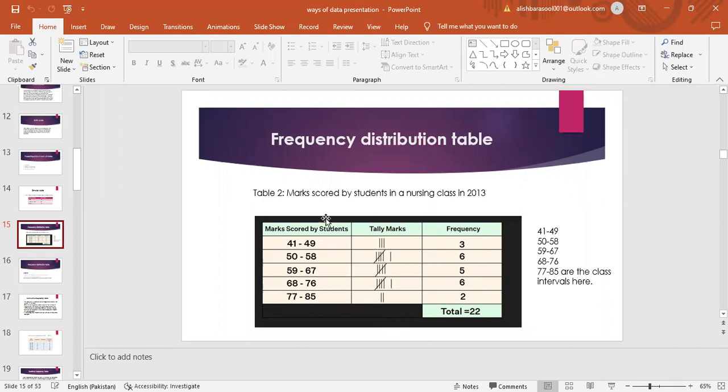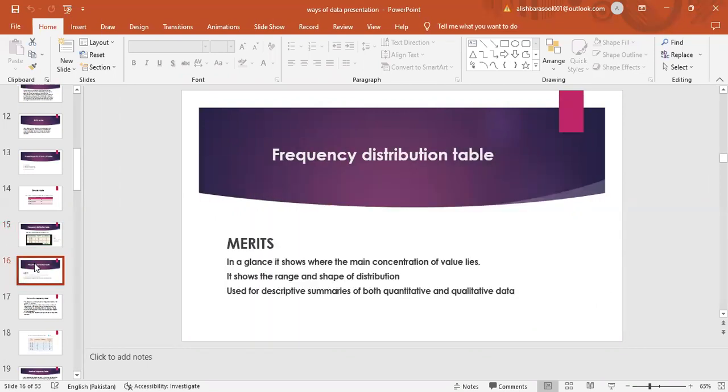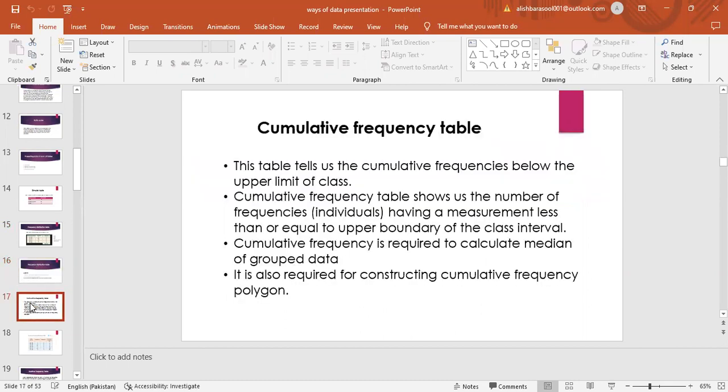The following table shows the marks scored by students. In this column: 41, 49, 50, 58, 59, 67. These are all the class intervals. The following column shows the tally marks, and this column shows the frequency. Frequency distribution table: at a glance, it shows where the main concentration of value lies. It shows the range and shape of distribution, used for descriptive summaries of both quantitative and qualitative data.